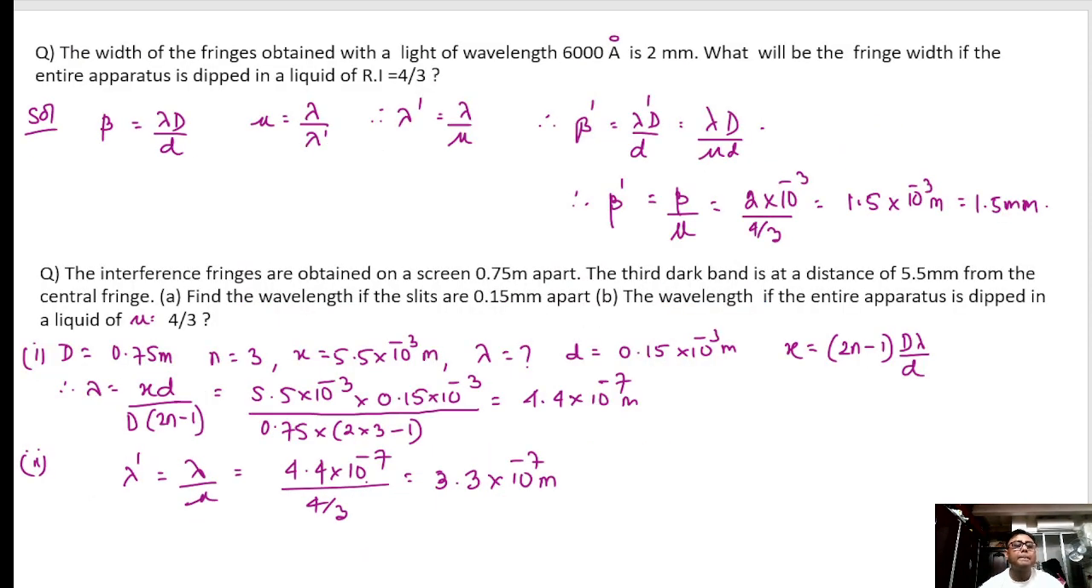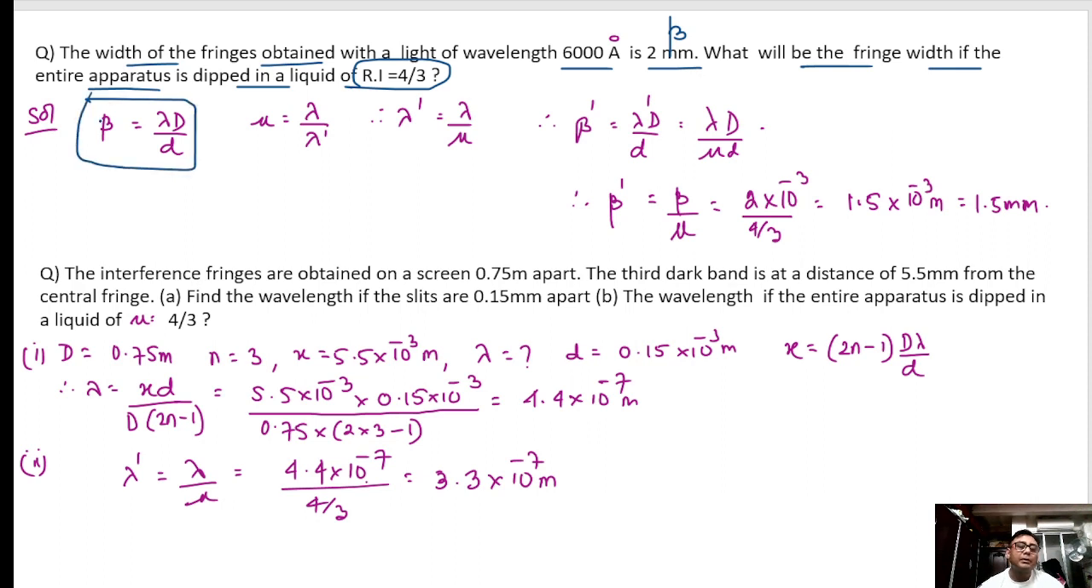Let us see the next sum. The wavelength is given, and the fringe width beta is given to us. What will be the fringe width if the entire apparatus is dipped in a liquid of this refractive index? Okay, so see, the fringe width is given to us here.